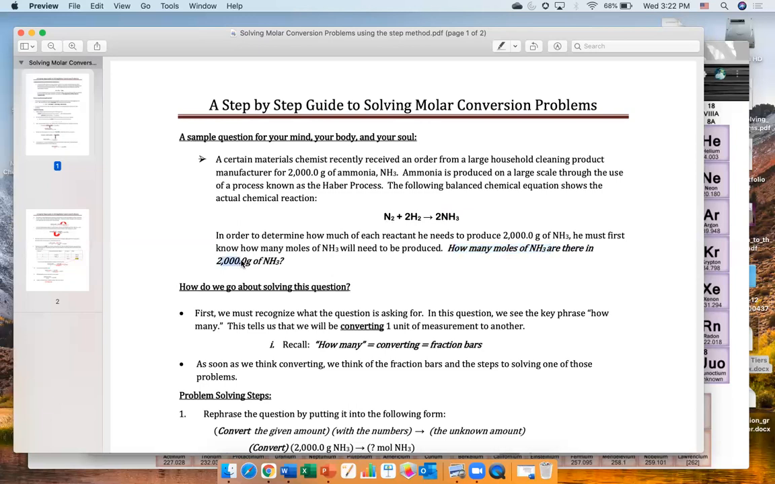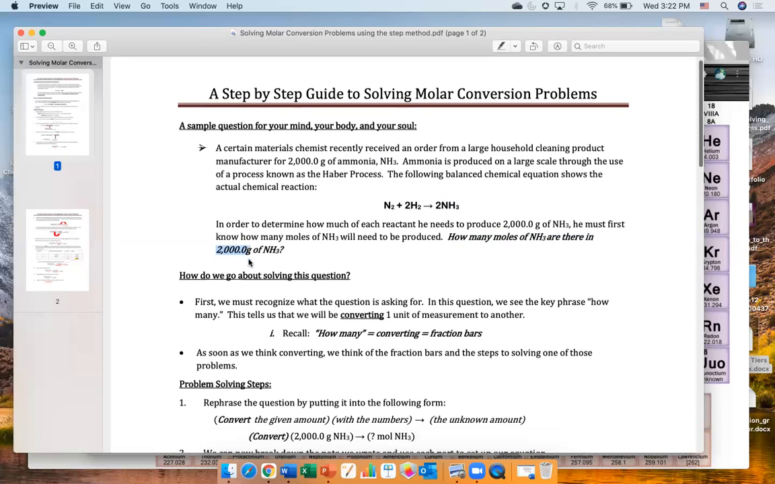So how many moles of ammonia am I actually going to have to produce? This is where the unit conversions come into play. Like I said, these questions can take an almost infinite variety of wording or units or anything like that. So it's what makes them so difficult.